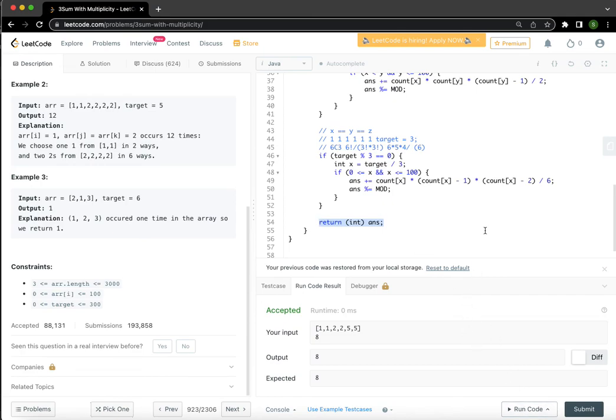Perfect. I think that's all from my end. Let me know if you have any questions for me. This definitely is an interesting question, and if we have to solve it with a very low time complexity, then it definitely needs some thinking.